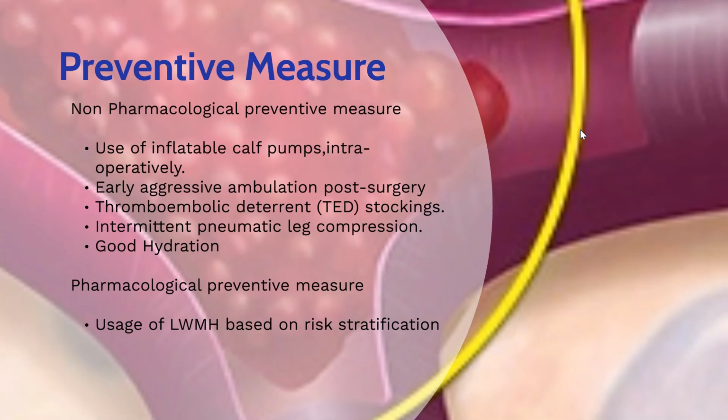Preventive measures would be divided into non-pharmacological and pharmacological. The non-pharmacological preventive measures would be the usage of inflatable cuff pumps, which is done intraoperatively, and also early aggressive ambulation post-surgery. Also, the usage of TED stockings, which are thromboembolic deterrent stockings. Also, to have intermittent pneumatic compression and also good hydration.